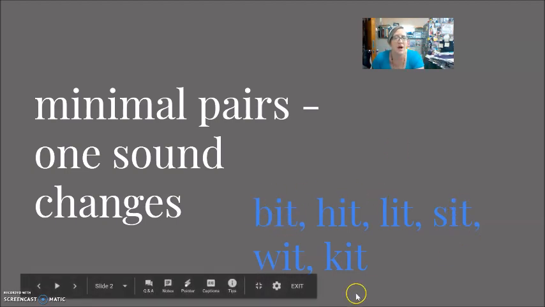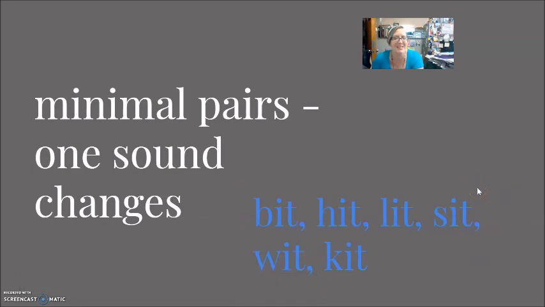For example, on the screen here, we've got a minimal pair that are using the IT or it sound. The only piece that's changing is the initial consonant sound, the sound at the beginning of the word. However, the pronunciation and the meaning is greatly changing, even though the spelling is only slightly changing. Bit, hit, lit, sit, wit, kit. All six of these words we would call a group of minimal pairs.